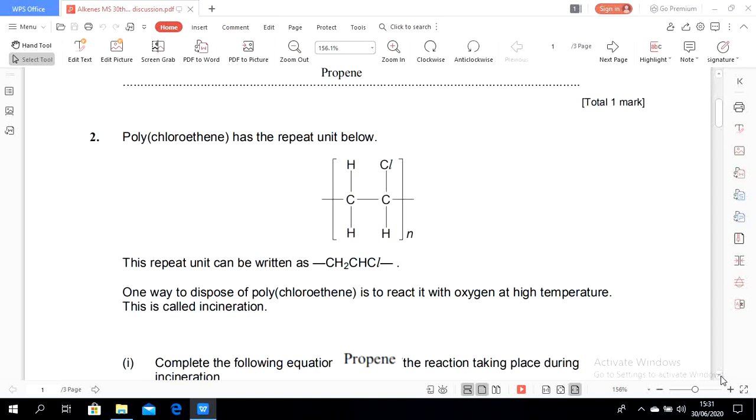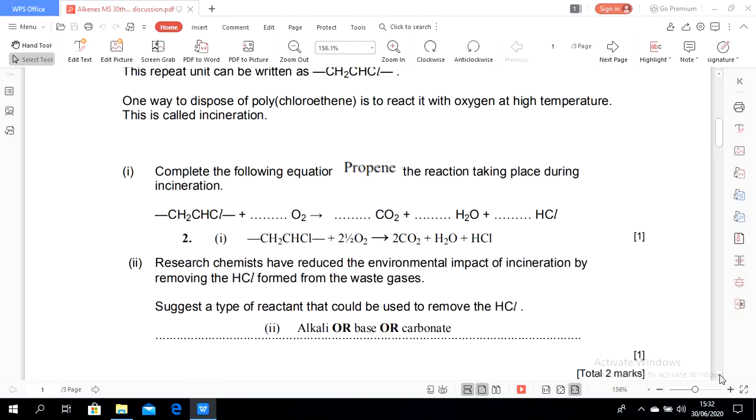And then number 2, polychloroethene, so there is chlorine, has the repeat unit as below. Again, polychloroethene is written ethene, ending with -ene. It shows it is an alkene, so it contains a double bond. This repeat unit can be written as CH2CHCl. One way to dispose of polychloroethene is to react it with oxygen at high temperature. This is called incineration.